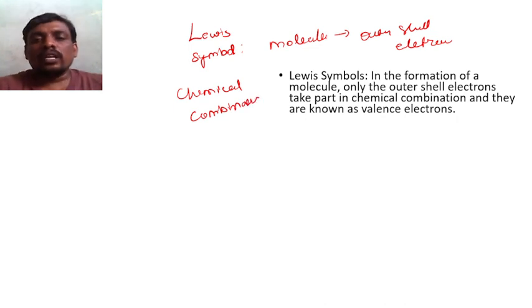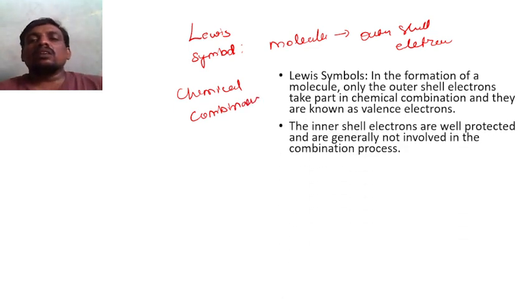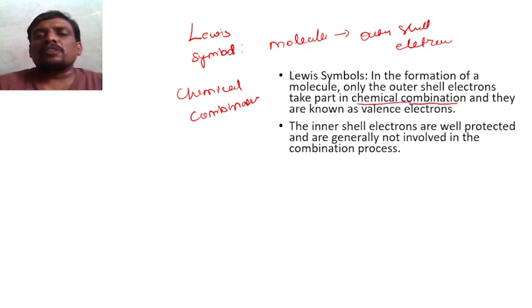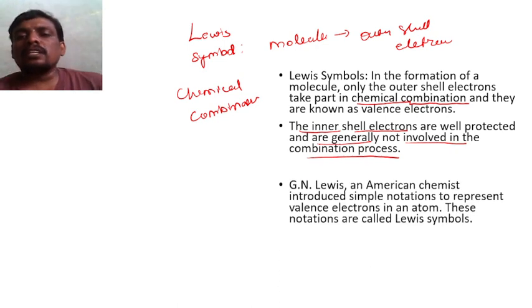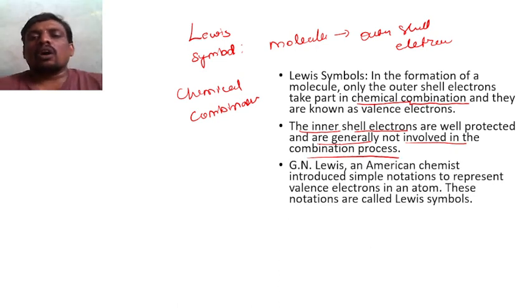and they are known as valency electrons. Here I have a clear definition for valency electrons. Only the outer shell electrons take part in the chemical combination. They help in the formation of chemical compounds. Combination in the sense of compounds, and they are known as valency electrons. What about the inner shell? Inner shell electrons are protected and are generally not involved in the combination process. So inner electron shells do not play any role in the formation of compounds.